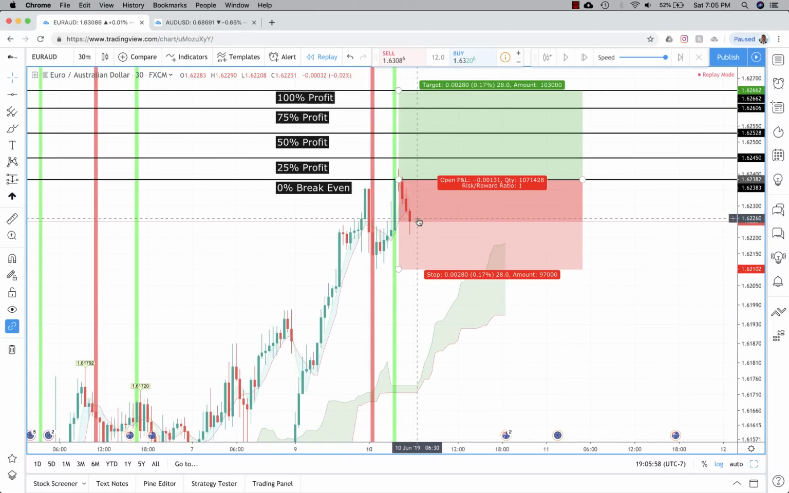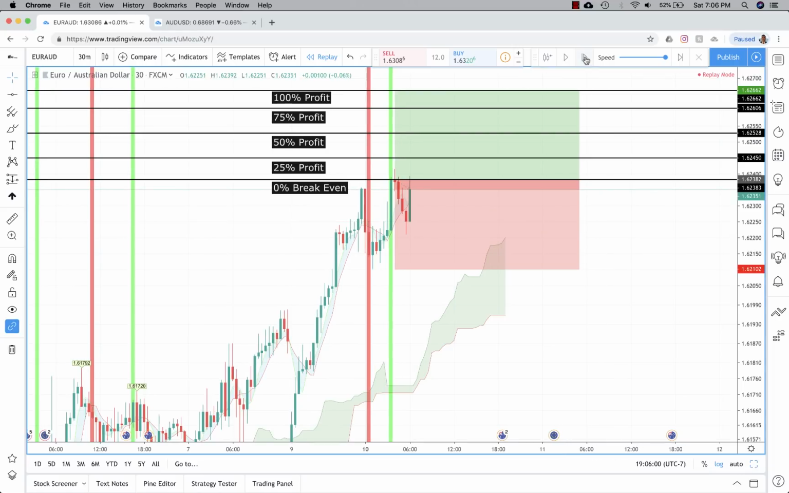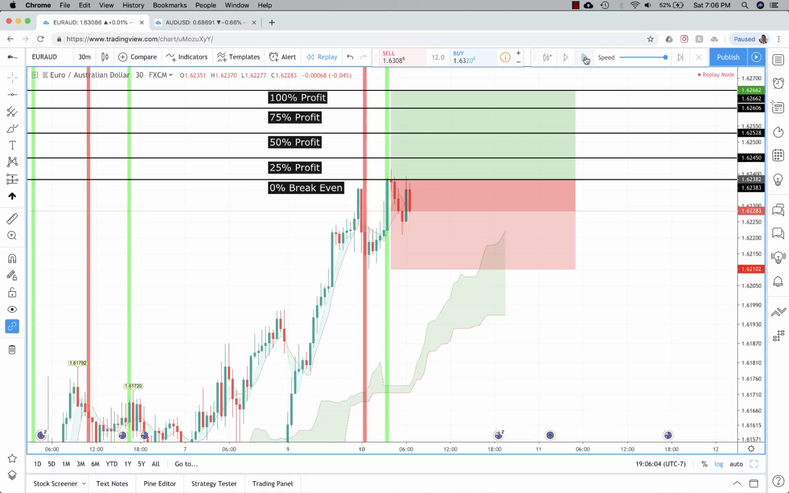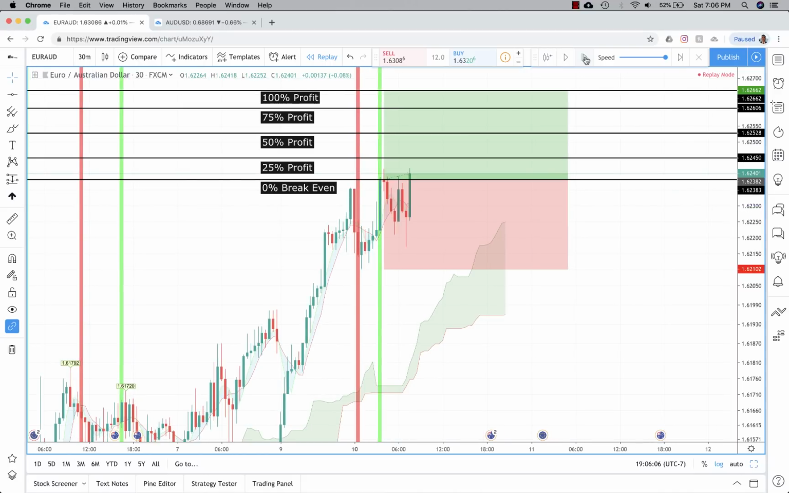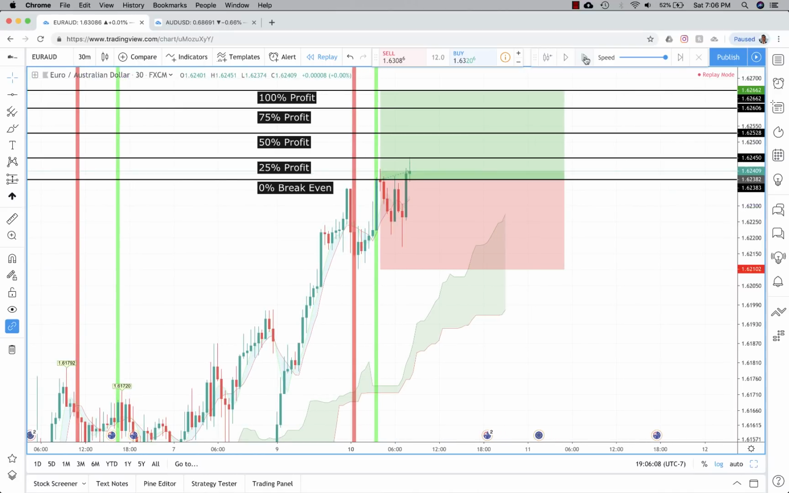Alright guys, so it's retracing back. It hasn't gone into profit yet. So let's move forward. It got to break even. It's retracing a little bit. There we go, it's moved up. So right here it hit 25%.